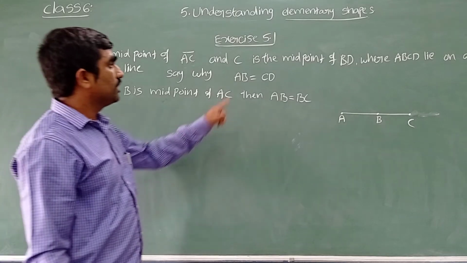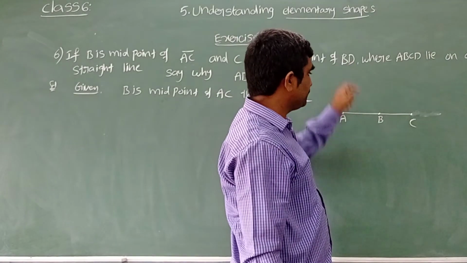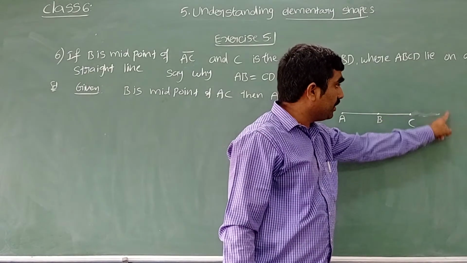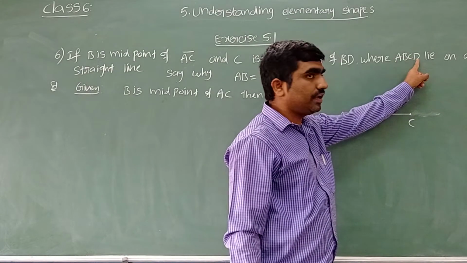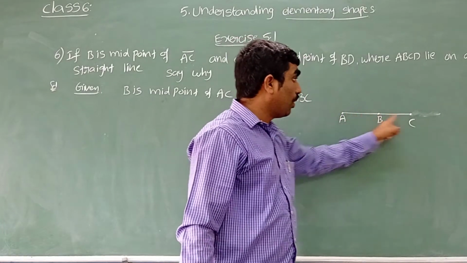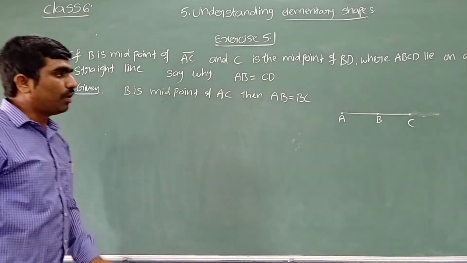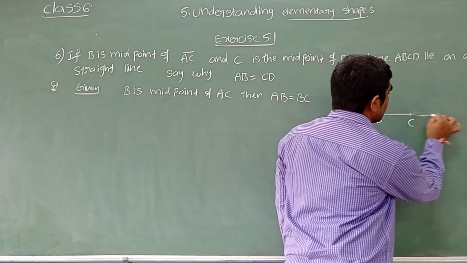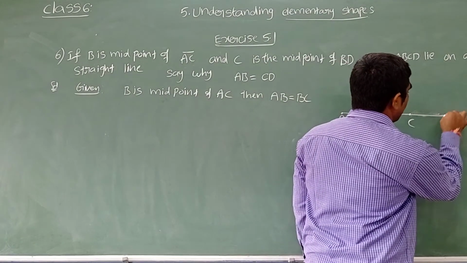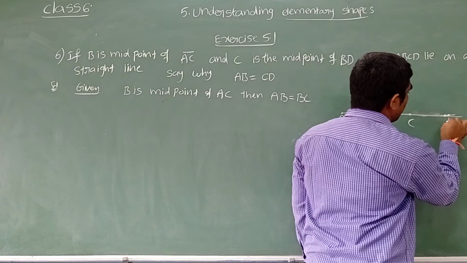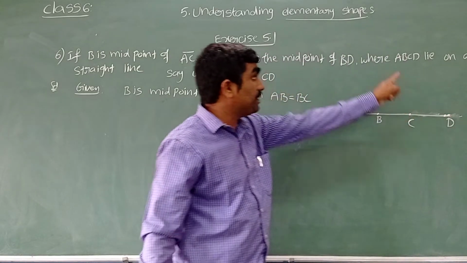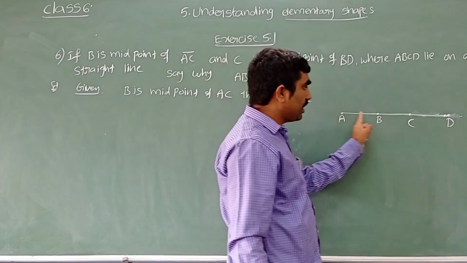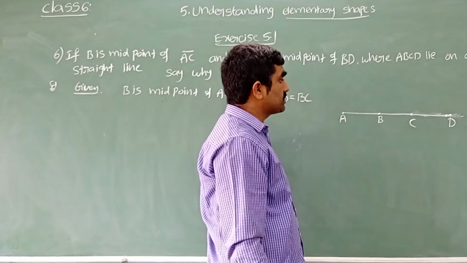Next, what they said: C is the midpoint of BD. We can take one point D here. They said A, B, C, D, all these 4 points are on the same straight line. So just extend this and take one point D, because they said all the 4 points A, B, C, D lie on the straight line.